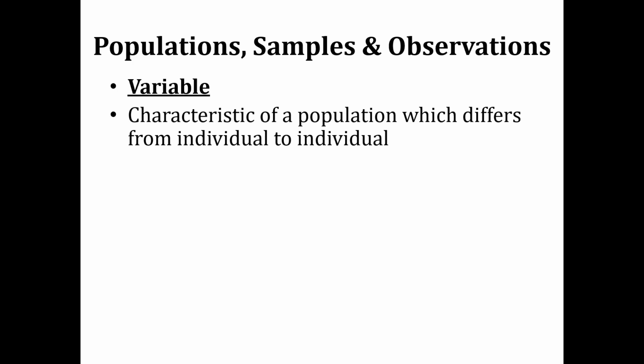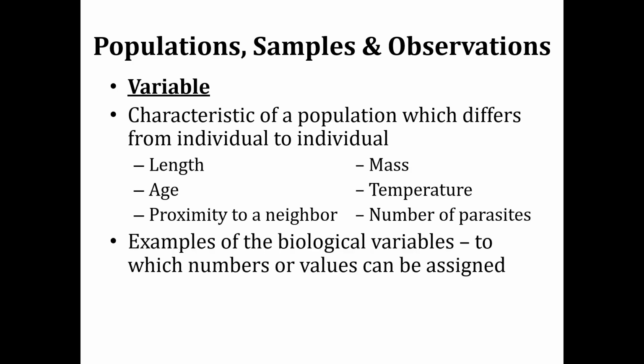This is a trait or characteristic of a population which differs from individual to individual. Different individuals in the population show variation in the exhibition of that character, or in possessing that trait. We can take some examples like length, age, proximity to a neighbor, mass, temperature, number of parasites. These are examples of biological variables.